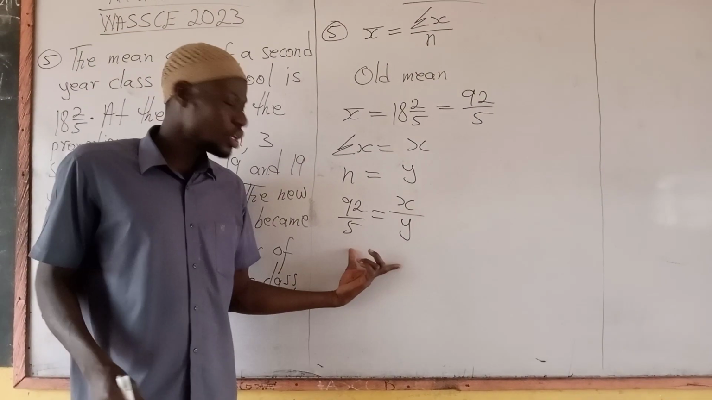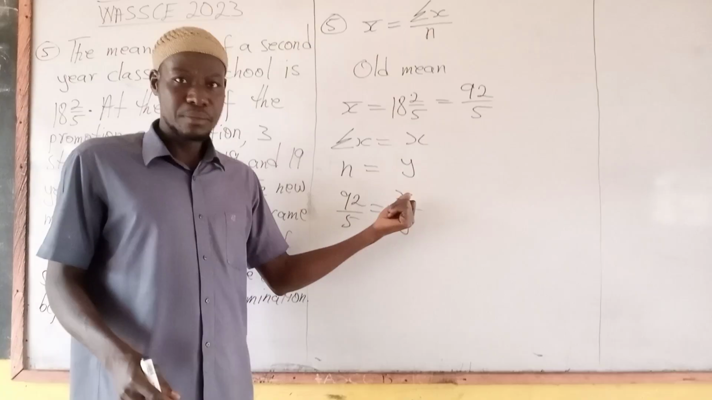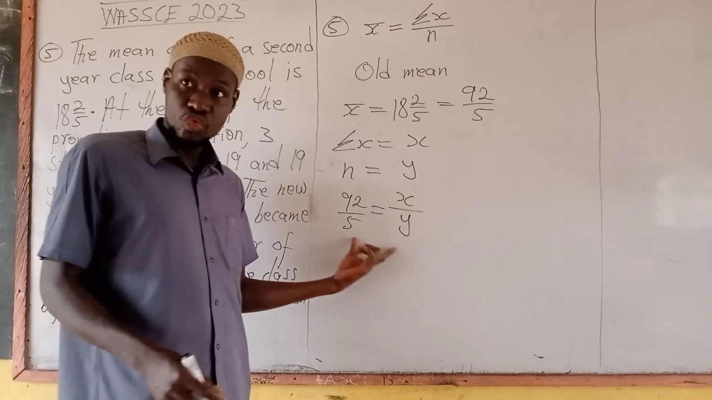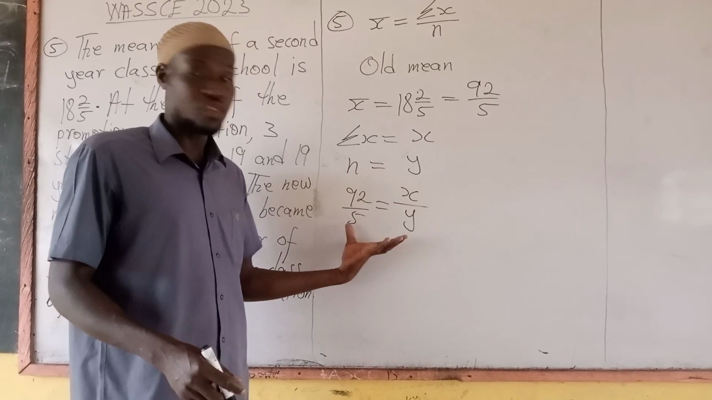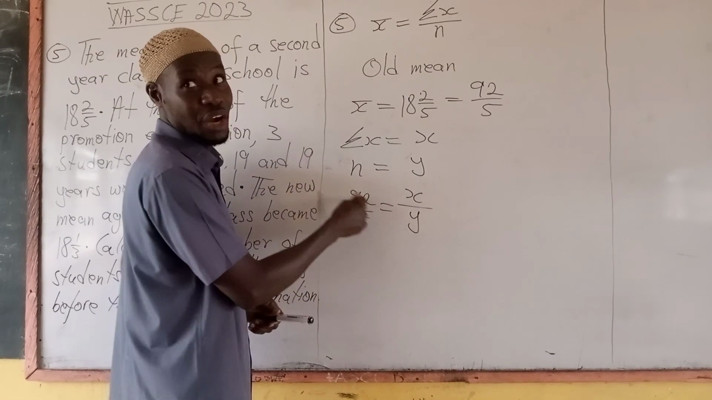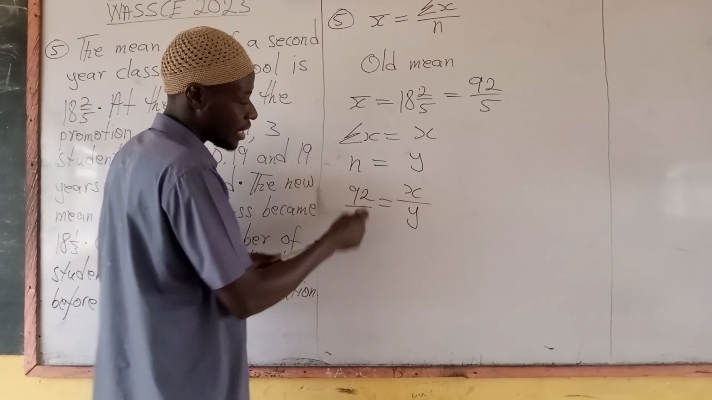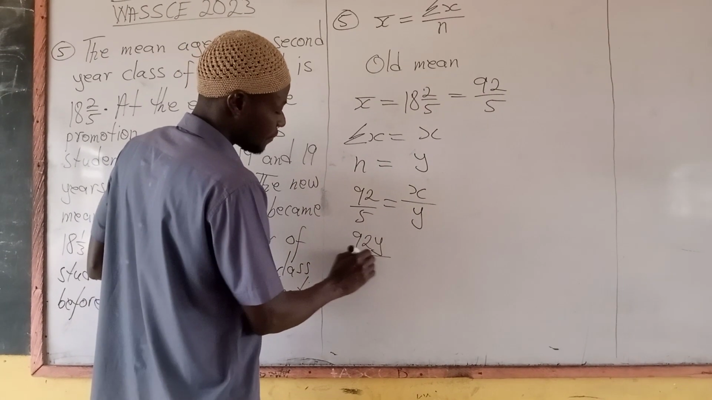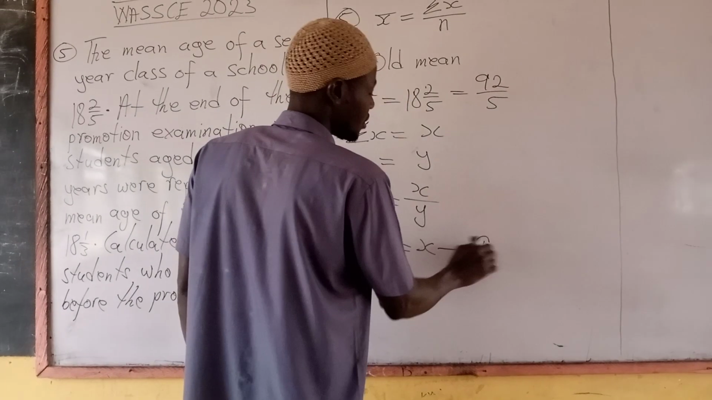Let's make x the subject. That is, we express this equation with respect to x in terms of y. To do that, you just multiply y by 92 divided by 5. So if you multiply y by that, you get 92y divided by 5 being equal to x. So this gives you an equation, let's say equation 1.